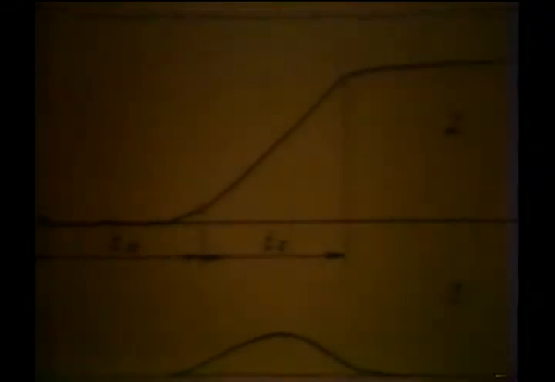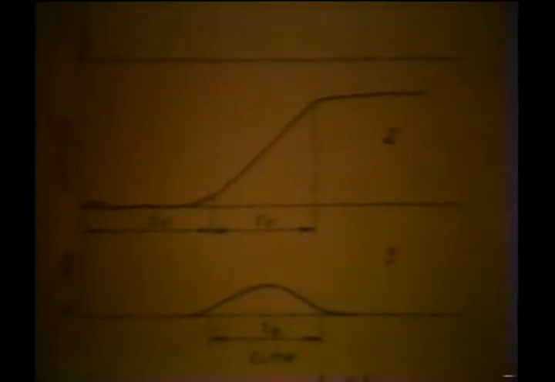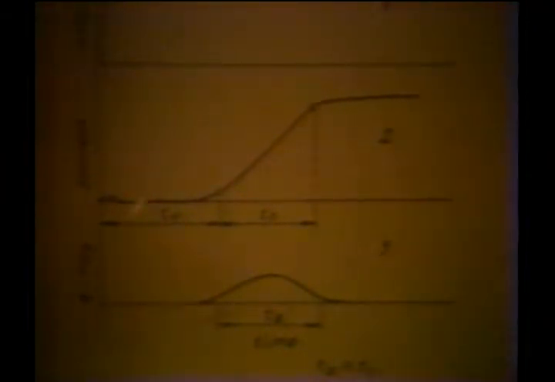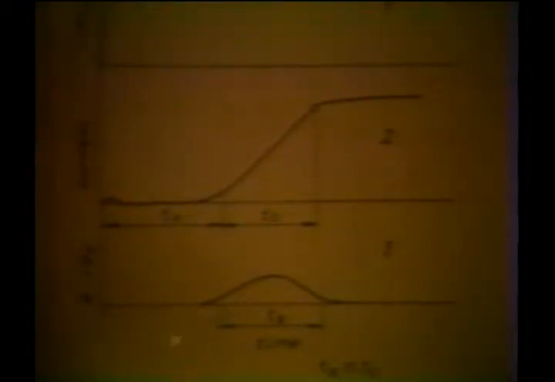First slide, please. Picture 1 is the voltage oscillogram, and picture 2 is the oscillogram of current and X-ray radiation, the pulse of X-ray radiation. T sub D is the time lag of the vacuum discharge. T sub C is the commutation time. And this is the X-ray, this is time.